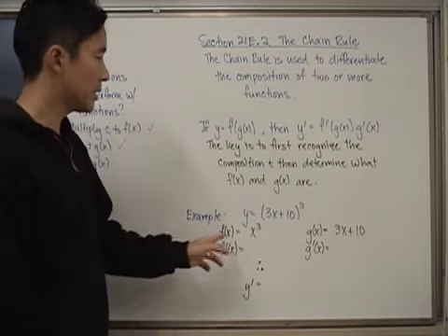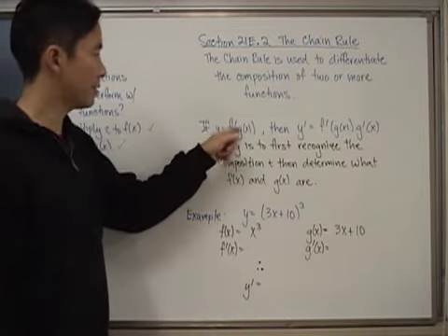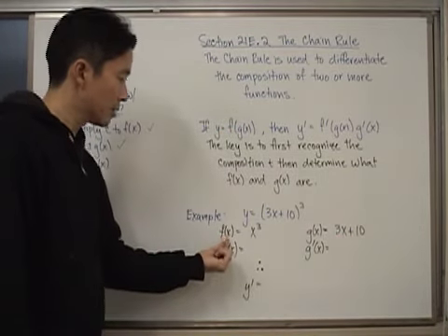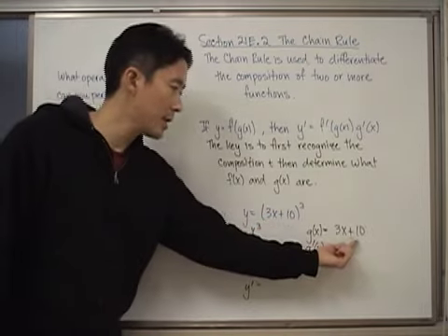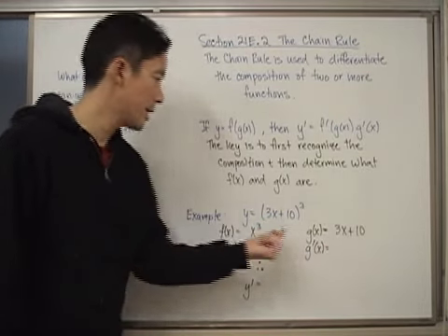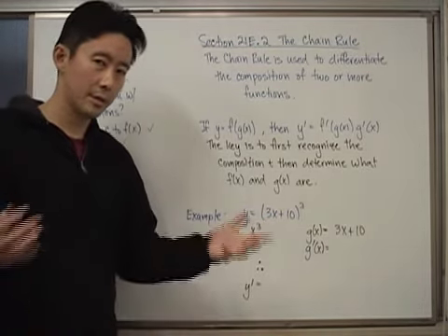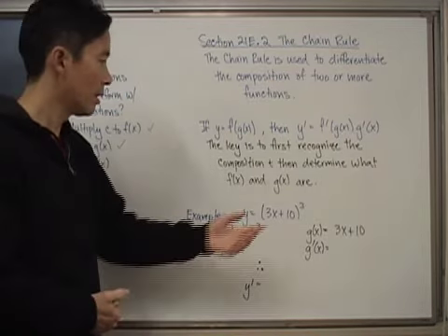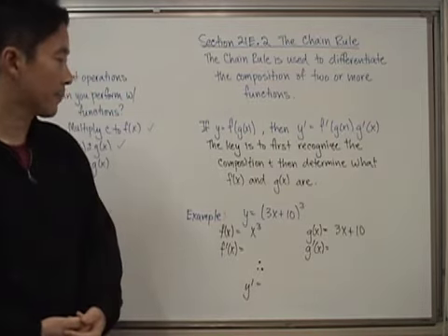Now, just imagine that if I was to show f of g of x, that means I would take g of x and put it into f of x. So wherever the x is, I would put 3x plus 10, and sure enough, you'd come up with this. So that's where the composition is, and that's how we can check whether or not we have the correct composition.